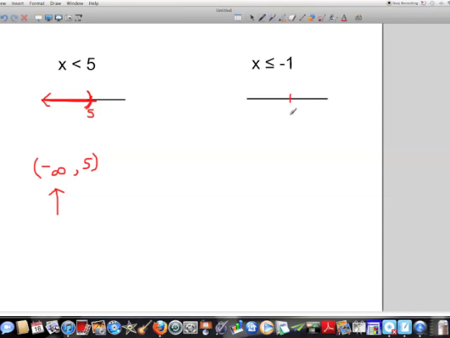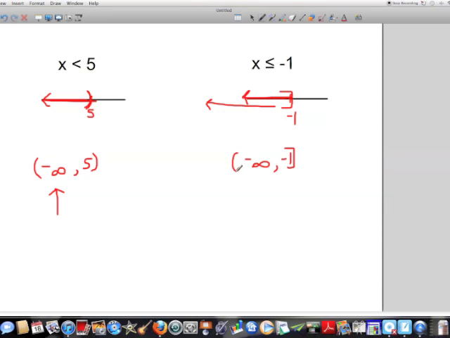Same thing over here, negative 1. Because it is less than or equal to, we will do a square bracket, shading to the left. Square bracket looks like this at negative 1, which makes it the back end of the interval. It's the back end of the interval because negative 1 is the rightmost number in my solution. Since it's less than, it's going left, left, left, eventually negative infinity with a curve.